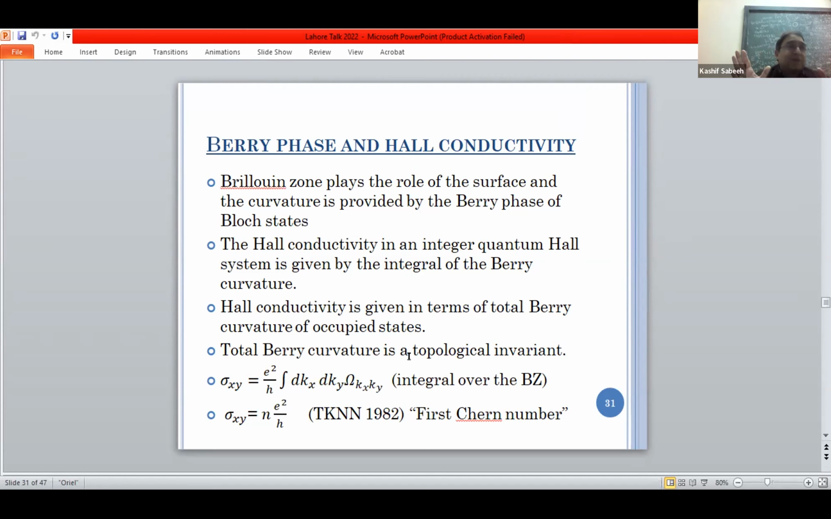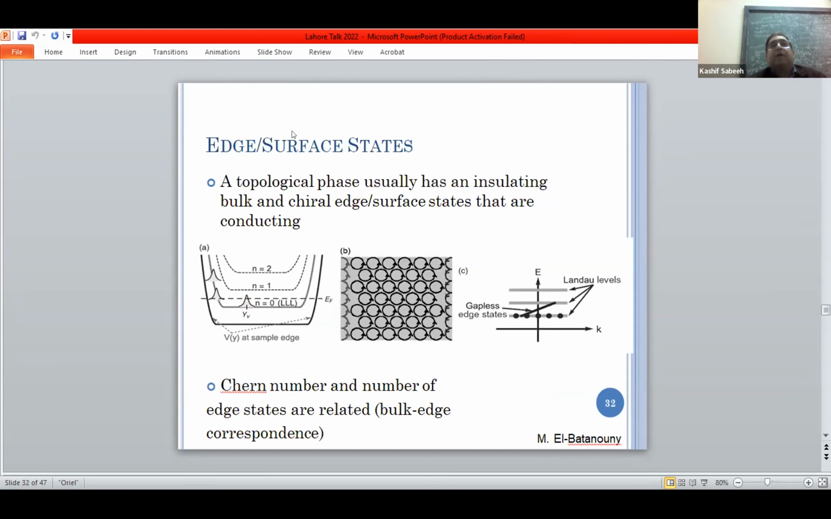The first topological state in condensed matter systems was the quantum Hall insulator, and the explanation from these luminaries in terms of this topological invariant is the first Chern number. So here the Brillouin zone plays the role of the surface, and the curvature is, you're looking at the Bloch states, how they curve in terms of the Berry curvature. Now, understand the quantum Hall insulator because it's useful, because it sets the stage for everything else.